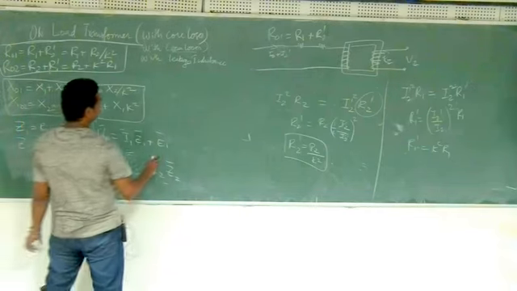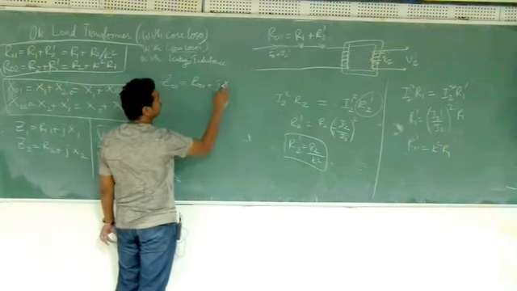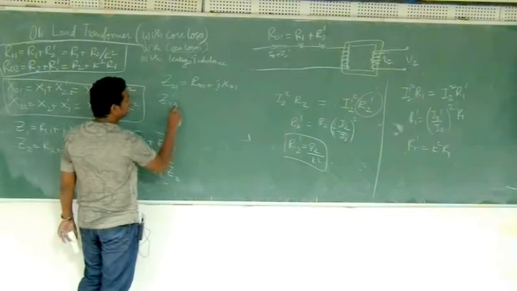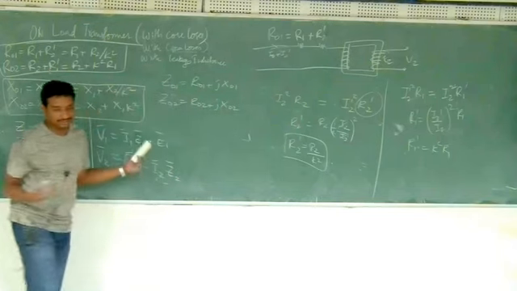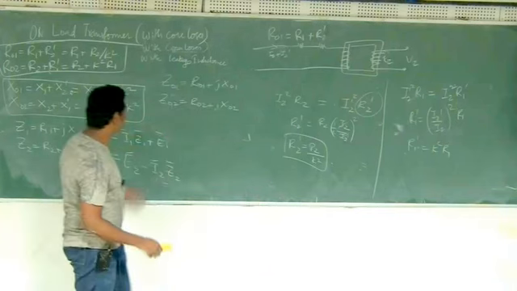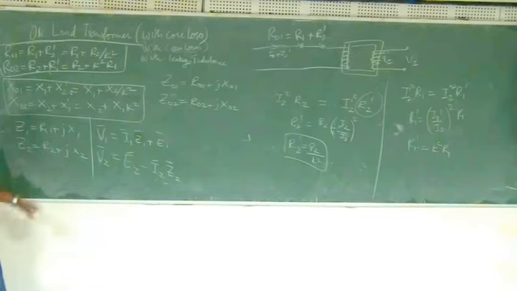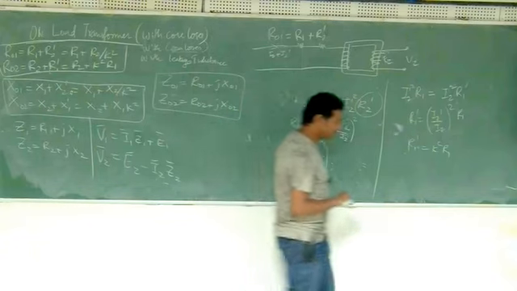Now you can also write Z01 is nothing but R01 plus jX01. So you can define it as the total impedance referred to the primary side, and then the total impedance referred to the secondary side. So immediately you notice that it's all just application of notations.